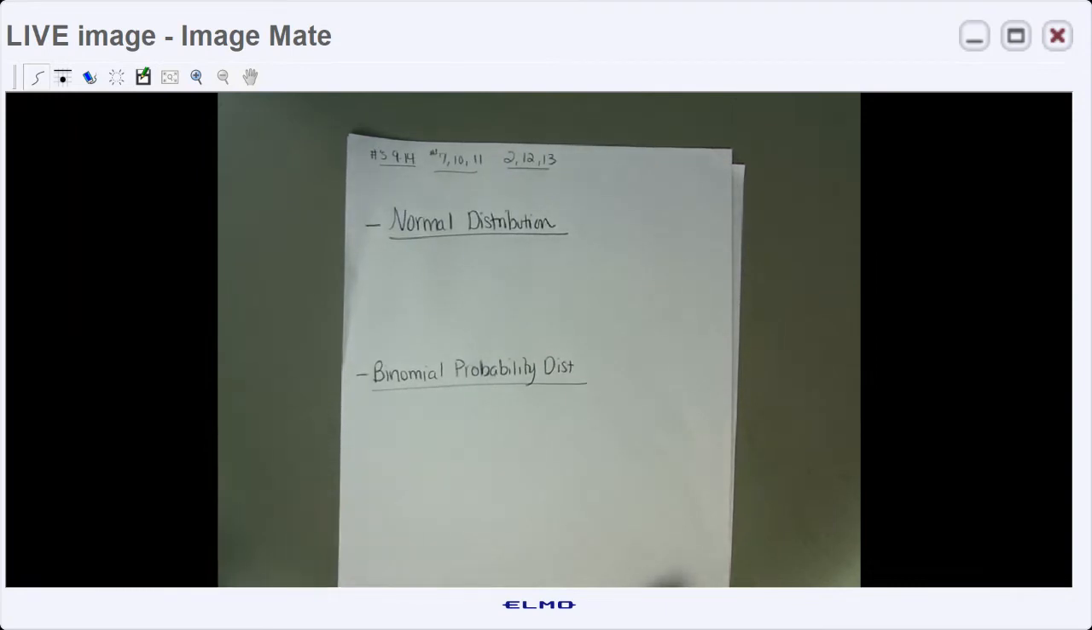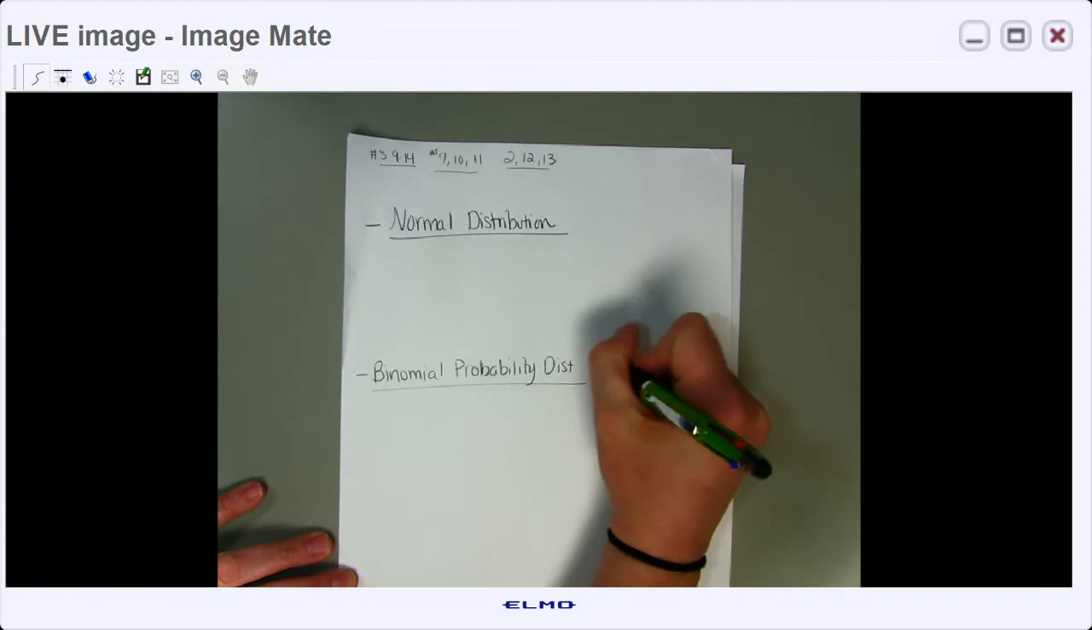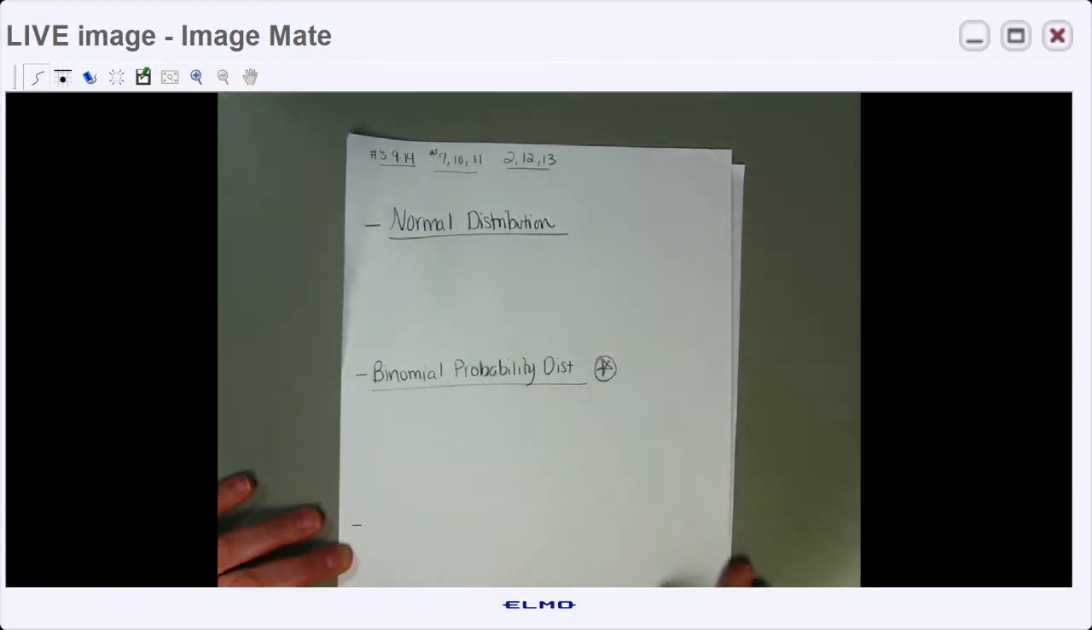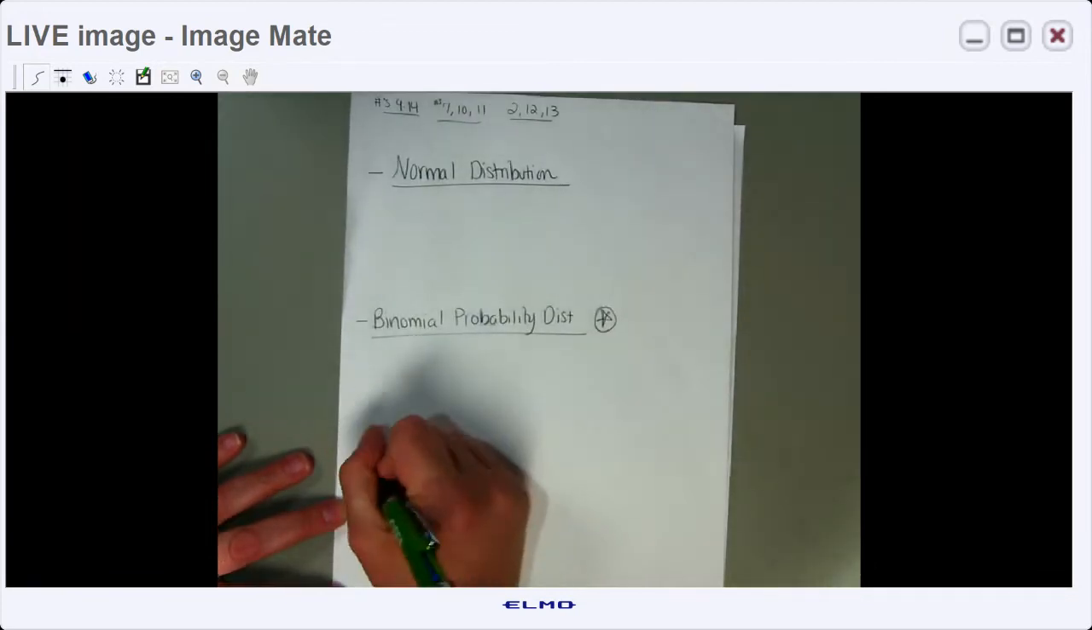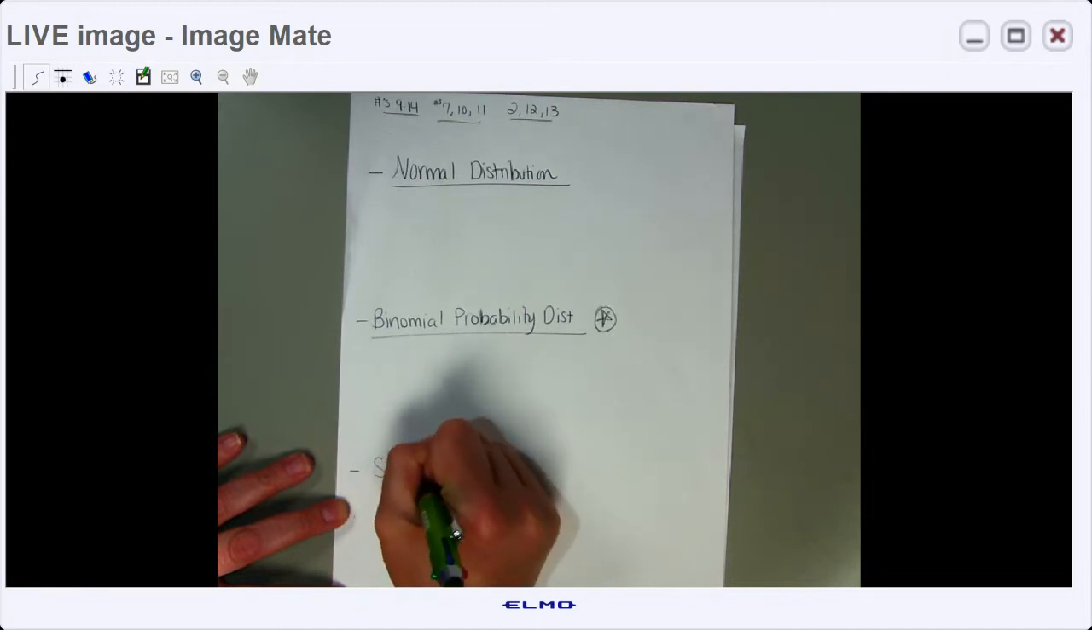So normal distribution, with normal distribution problems, binomial probability, and these are the ones that I think have a little bit more involved work. And then we have the sampling distribution problems.